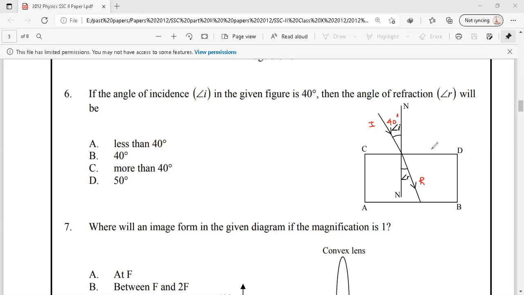From this given diagram, we can see that here we have the medium air, and here we have the medium glass. When a ray of light moves from air to glass, it always bends towards the normal. So if the refracted ray bends towards the normal, the angle between normal and refracted ray will reduce. So in this case, the angle of refraction would be any angle less than 40 degrees. So the correct answer for question number 6 would be option A.